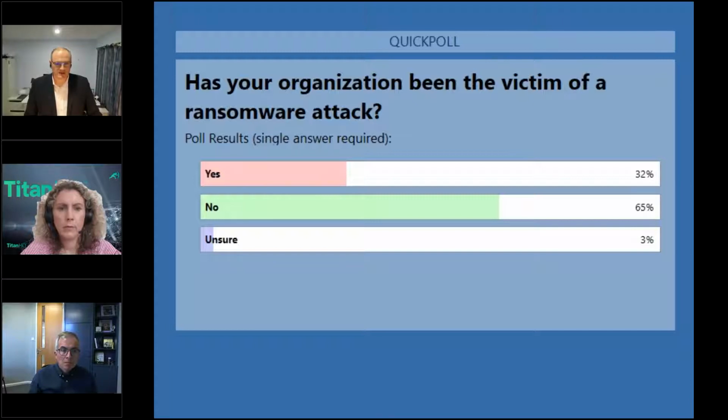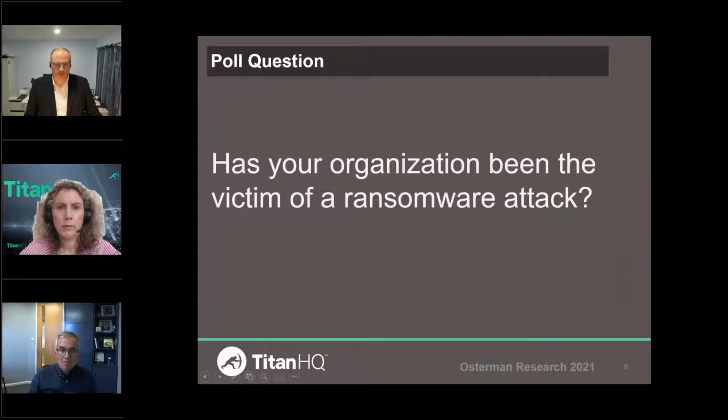Okay, so here's the results. 65% are no, 32% are yes, and 3% are unsure. Two-thirds are no. Okay, well that's a good outcome. I hope that for the two-thirds that have not been the victim, we can keep that number like that and increase that over time, and definitely as a consequence of some of the ideas that we'll be talking through today.